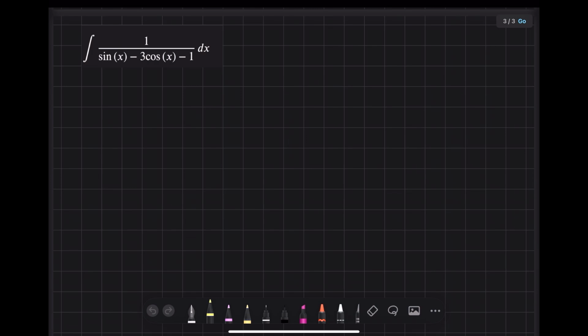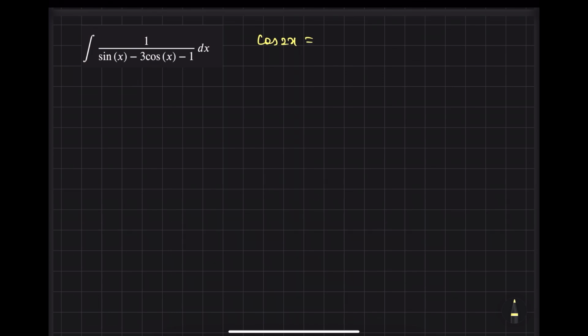We have another question where sine and cos are intact and the power is 1. So we will convert our question into tan, correct? Now look at this. Recently we calculated cos 2x as 1 minus tan square x upon 1 plus tan square x. Okay. Similarly, we will convert sine 2x as 2 sine x cos x.